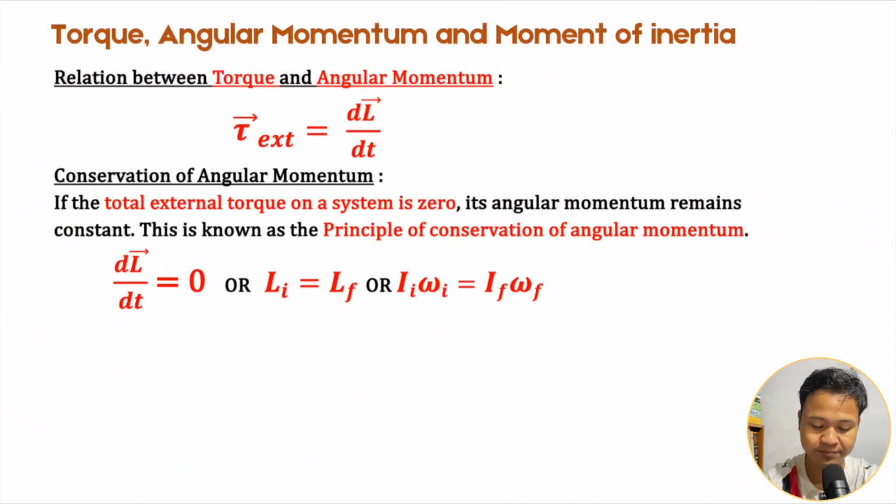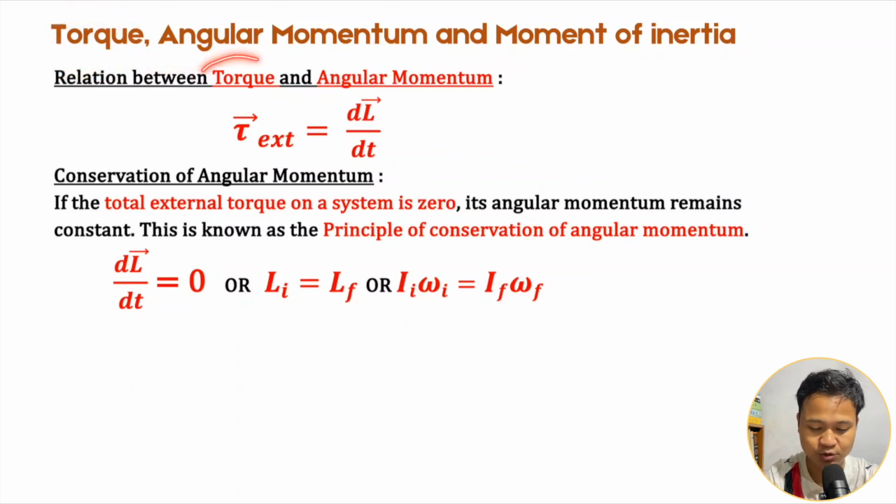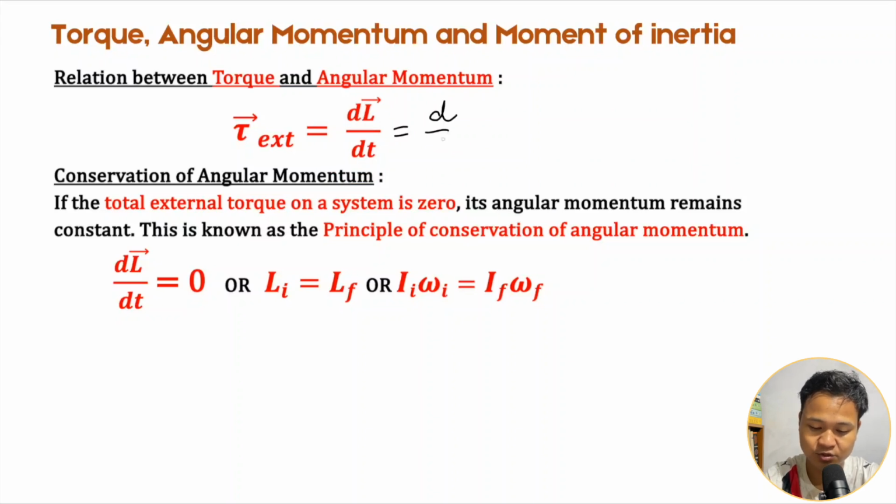Next, the relation between torque, angular momentum and moment of inertia. Let us see the relation of torque with angular momentum. So here for the derivation, torque is dL by dt. So I can write the external torque, or net torque, is equal to dL by dt, where L is the angular momentum. So from here, d by dt of the angular momentum formula, I into omega.